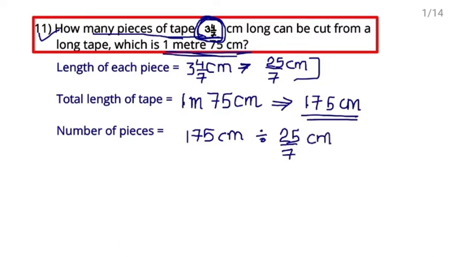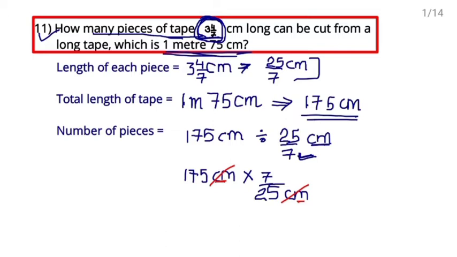Now in rational numbers, how do you divide? First rational number you write the same, replace the division sign by multiplication and then write the reciprocal of the next rational number. Reciprocal of 25/7 is 7/25, and centimeter will be in the denominator because firstly it was in the numerator, so its reciprocal will be 7/25 centimeter. Now centimeter to centimeter cancel out.